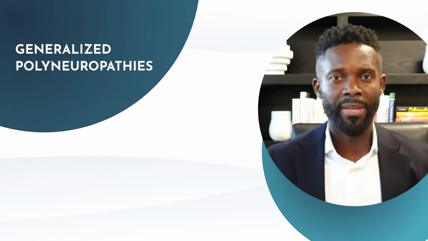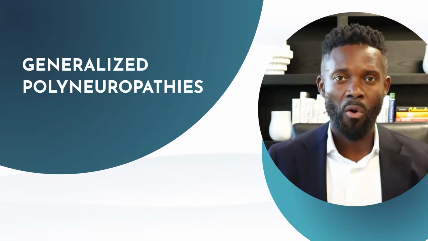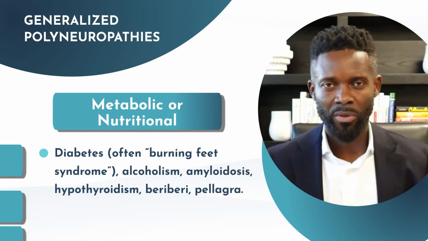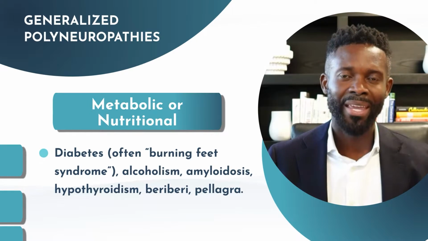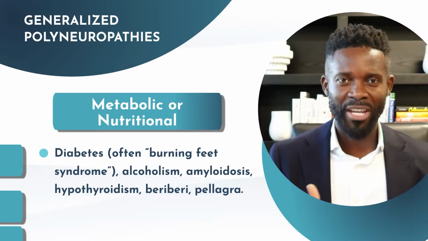So let's talk briefly about generalized polyneuropathy. What are the main causes? So the first one, as we talked about, is metabolic or nutritional. Your nerves are cells, and they have specific functions they have to do, and they have to use specific nutrients and energy to be able to take care of themselves.